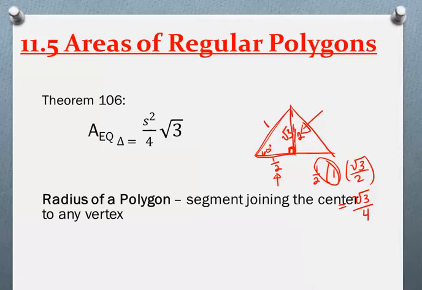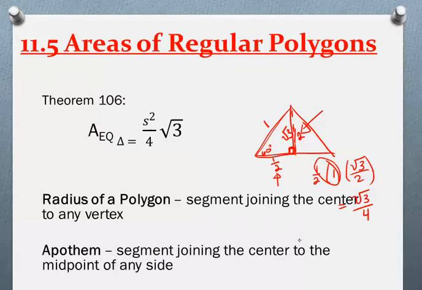A couple of quick definitions. The first is the radius of a polygon, which is a segment joining the center to any vertex. And an apothem is the segment joining the center to the midpoint of any side. So again, the radius goes from the center to the vertex, where an apothem is from the center to the midpoint of the side.